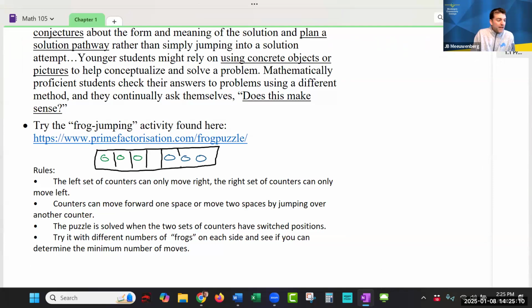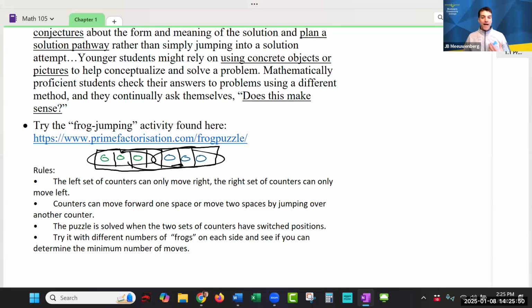So you're going to have a little grid here, and there's going to be one blank space, and there's 3 green tiles or frogs on the left and 3 blue ones on the right. And if you follow those rules, the left set of counters, these green ones, can only move to the right. The ones on the right can only move to the left. And they can only move one space in their direction. They can't go backward. They can only move one space at a time unless they're jumping another frog, and then they can go 2. And the puzzle is solved when the 2 sets of counters have switched positions. So when these 3 blue ones get over here and these 3 green ones get over there.